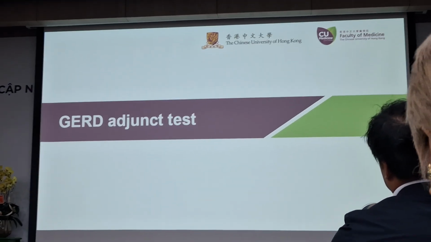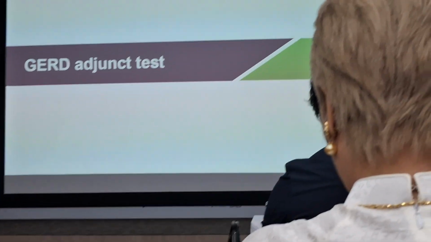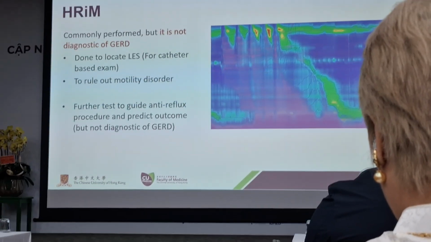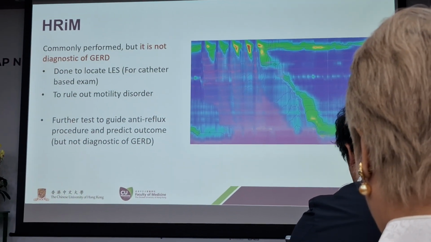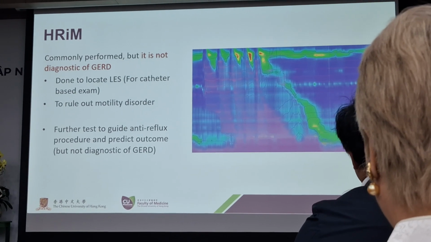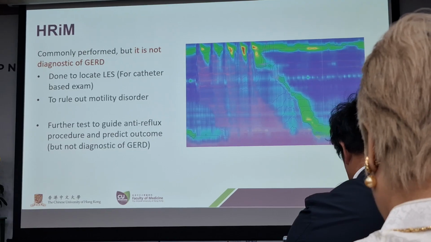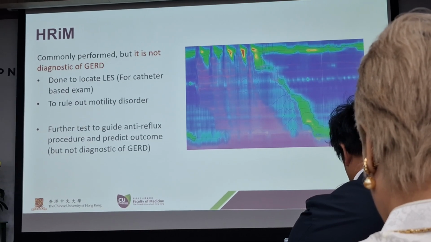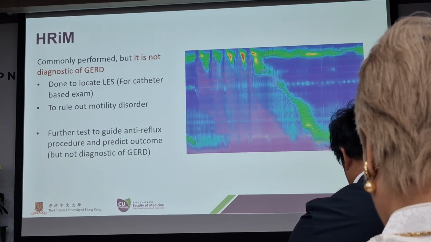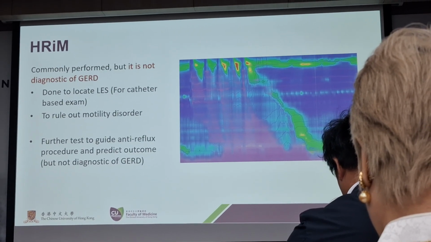So besides the diagnostic tests, there are some important adjunct tests that we would do in terms of management of GERD. For example, manometry, very important, obviously, but it's not diagnostic of GERD alone. As mentioned in the previous talk, it is extremely important in the management of GERD as a whole, because, for example, if we want to do a catheter-based exam, you need to localize the LES, and also we need to rule out major motility disorder.